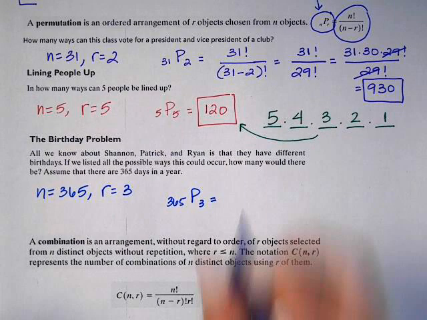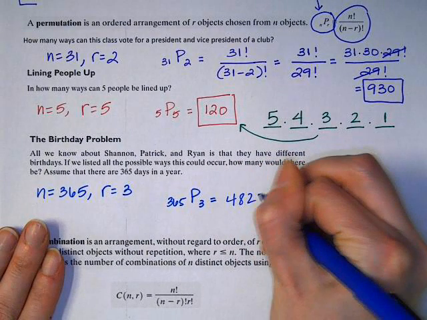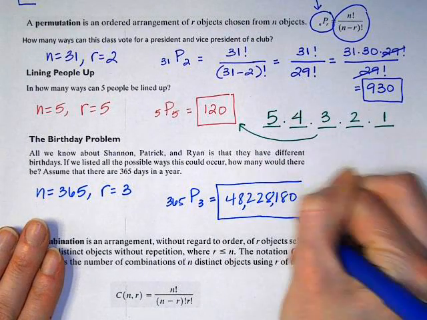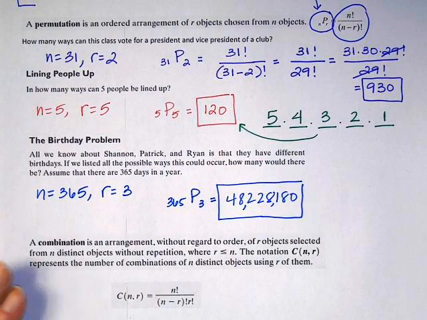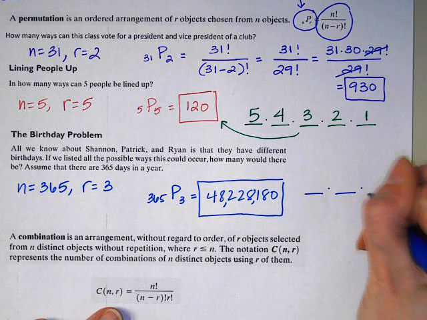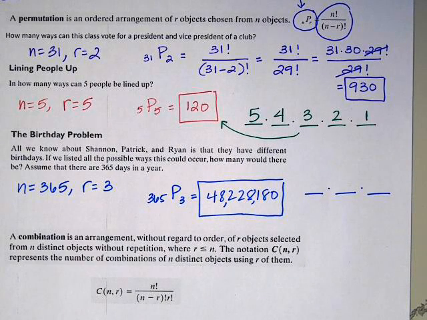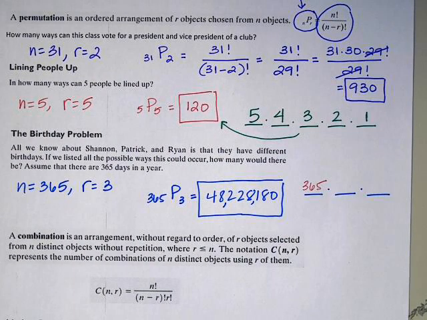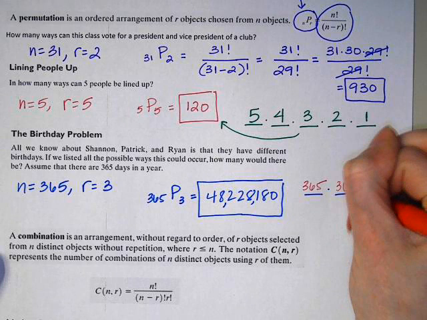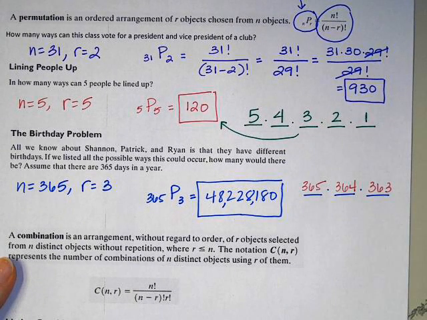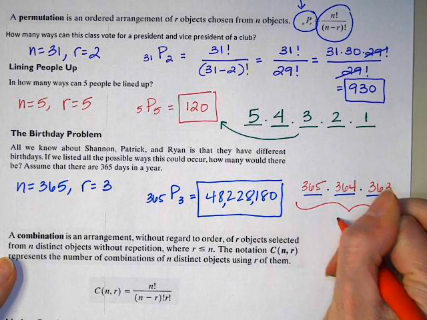That would be a really big number, 48,228,180. All right, that's the answer. But again, another way to do it by the multiplication principle, if we have 3 spots for the different amount of birthdays, the first one would have 365 options, then the second person would only have 364, and the third person would only have 363. That would be another way if you multiply those to get this answer.